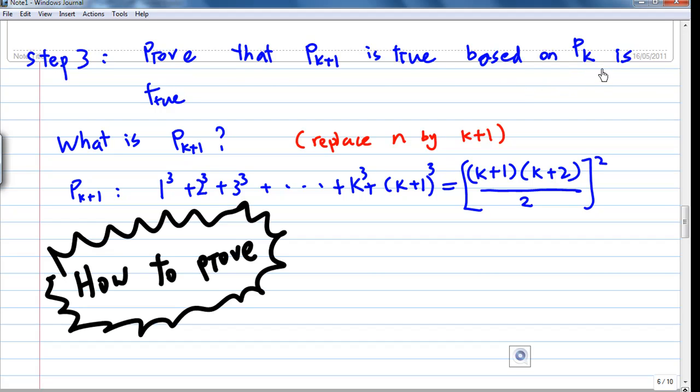First, what is P of k plus 1? You replace n by k plus 1 in Pn to get the P of k plus 1 statement: 1 cubed plus 2 cubed plus 3 cubed all the way to k cubed plus k plus 1 cubed is equal to k plus 1 times k plus 2 divided by 2, then squared. This is exactly obtained from Pn by changing n to k plus 1. How do you prove that this is true? You have to show the left-hand side of Pk plus 1 is equal to the right-hand side of Pk plus 1.